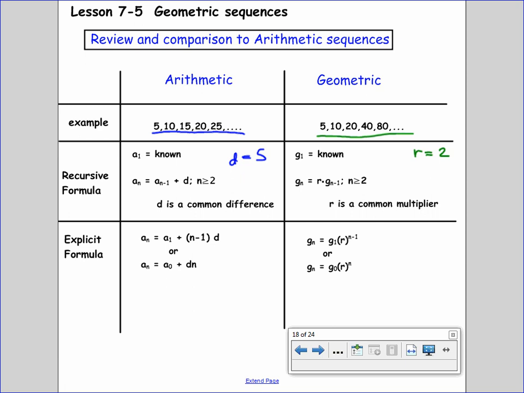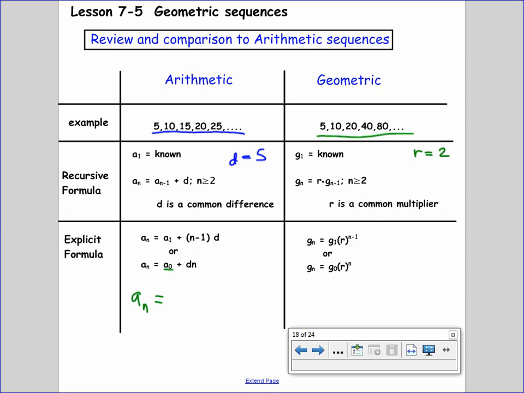For this above arithmetic sequence, A sub n would be given by the first term plus n minus 1 times d, or it would be given by the 0th term plus dn, just like in Unit 2. Let's go ahead and do it for this one. So A sub n would be given by the 0th term. The 0th term I'd have to count backwards, right? I'd have to count backwards to get the 0th term.